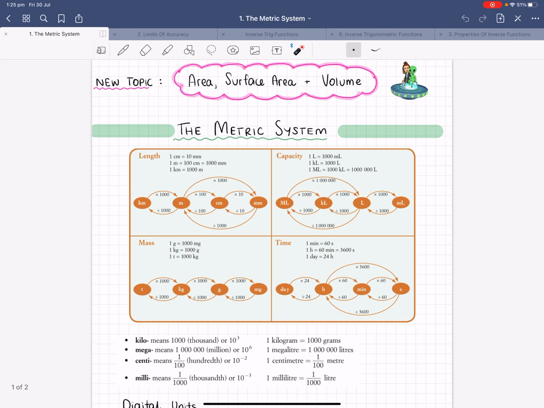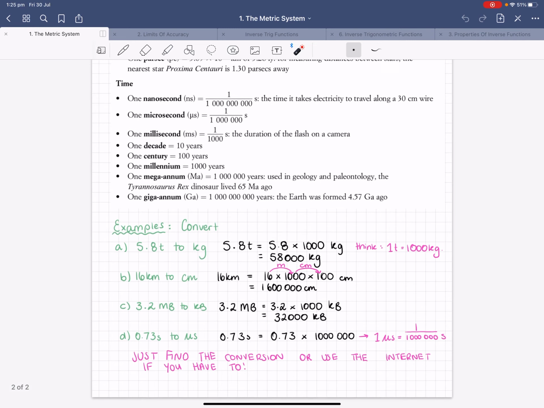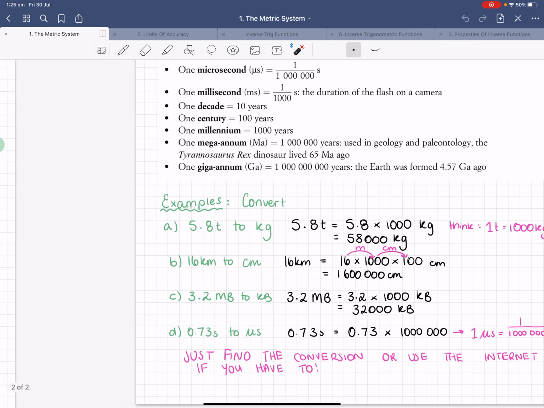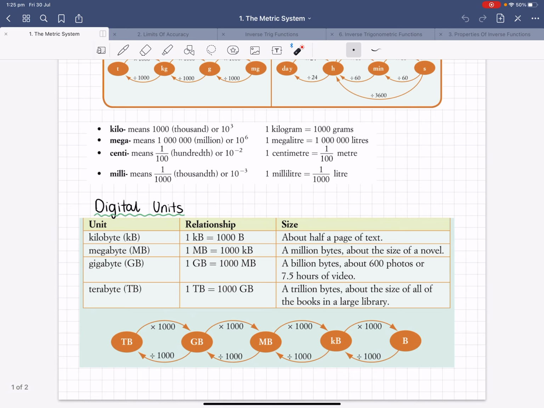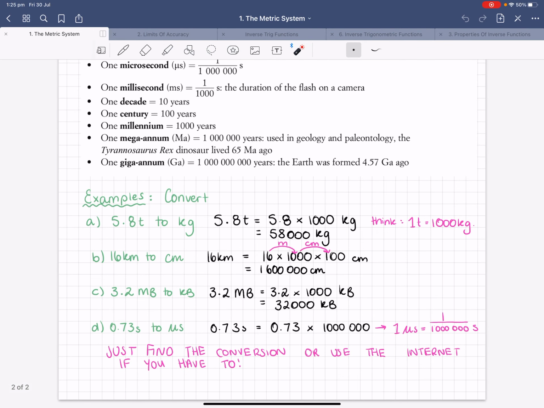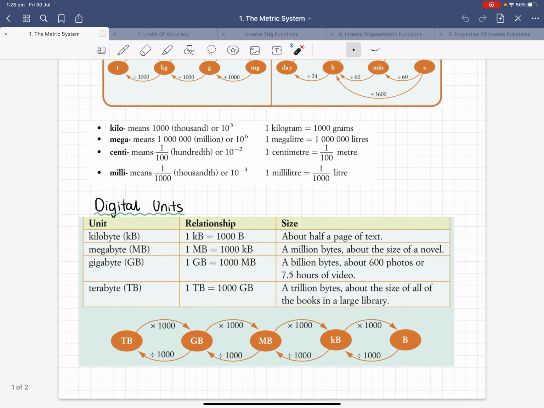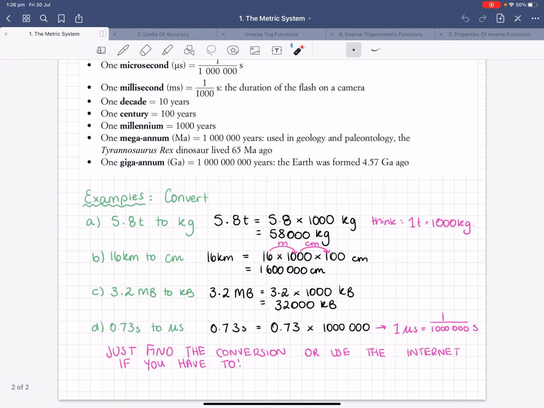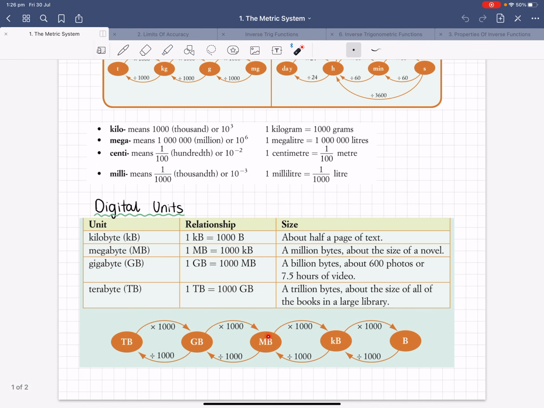Kilometers to centimeters. Again, we're going from kilometers to centimeters, times by 1,000, times by 100. 16 kilometers times by 1,000 times by 100. We get this number here. Megabytes to gigabytes. Again, here we've got our digitals. Oh, sorry, not gigabytes. We were looking at kilobytes. Megabytes to kilobytes. So we multiply by 1,000.